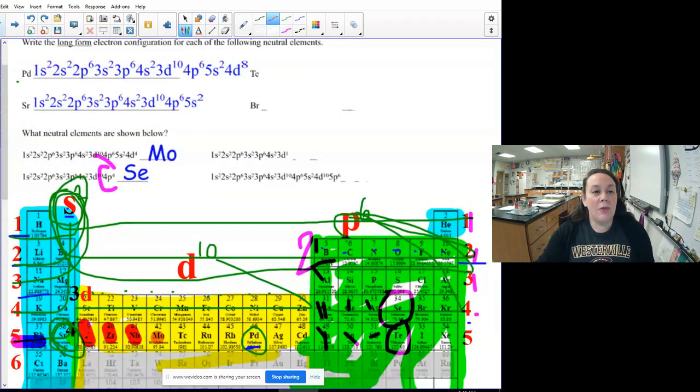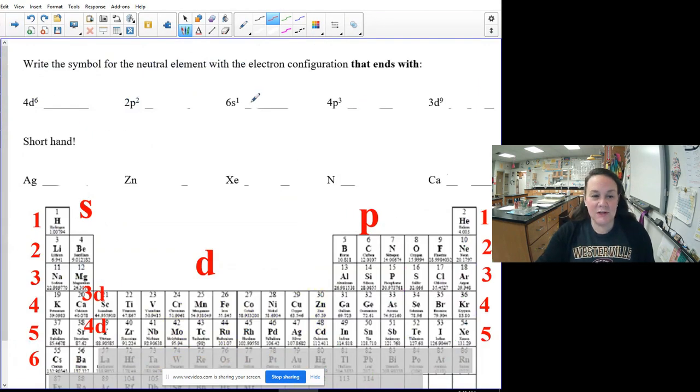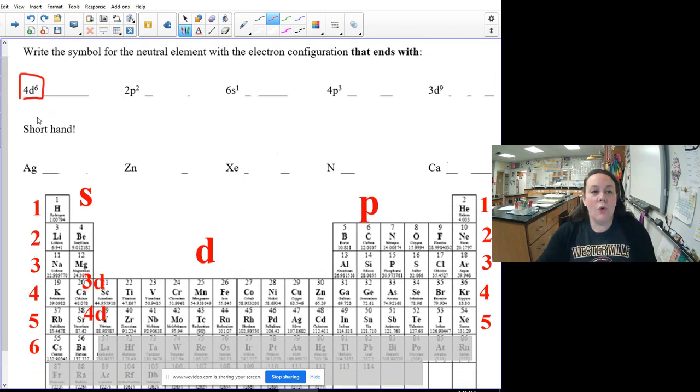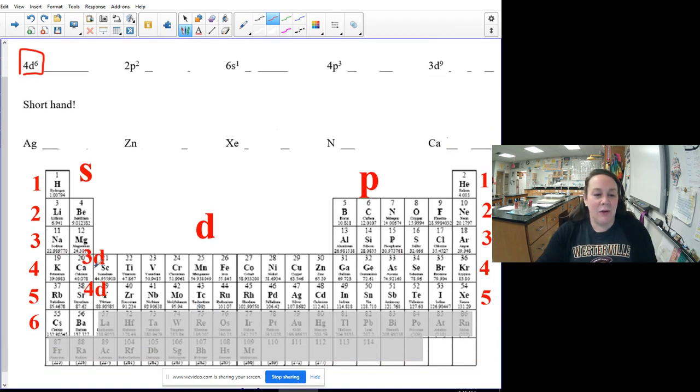Okay. Then there is going to be some shorthand on the quiz. So the next portion beneath here, the shorthand is very simple. It doesn't even have the long part. You just read the last bit. So 4d6. Again, 3d starts with scandium. 4d starts with yttrium. 1, 2, 3, 4, 5. That bad boy is going to be rubidium. Okay.